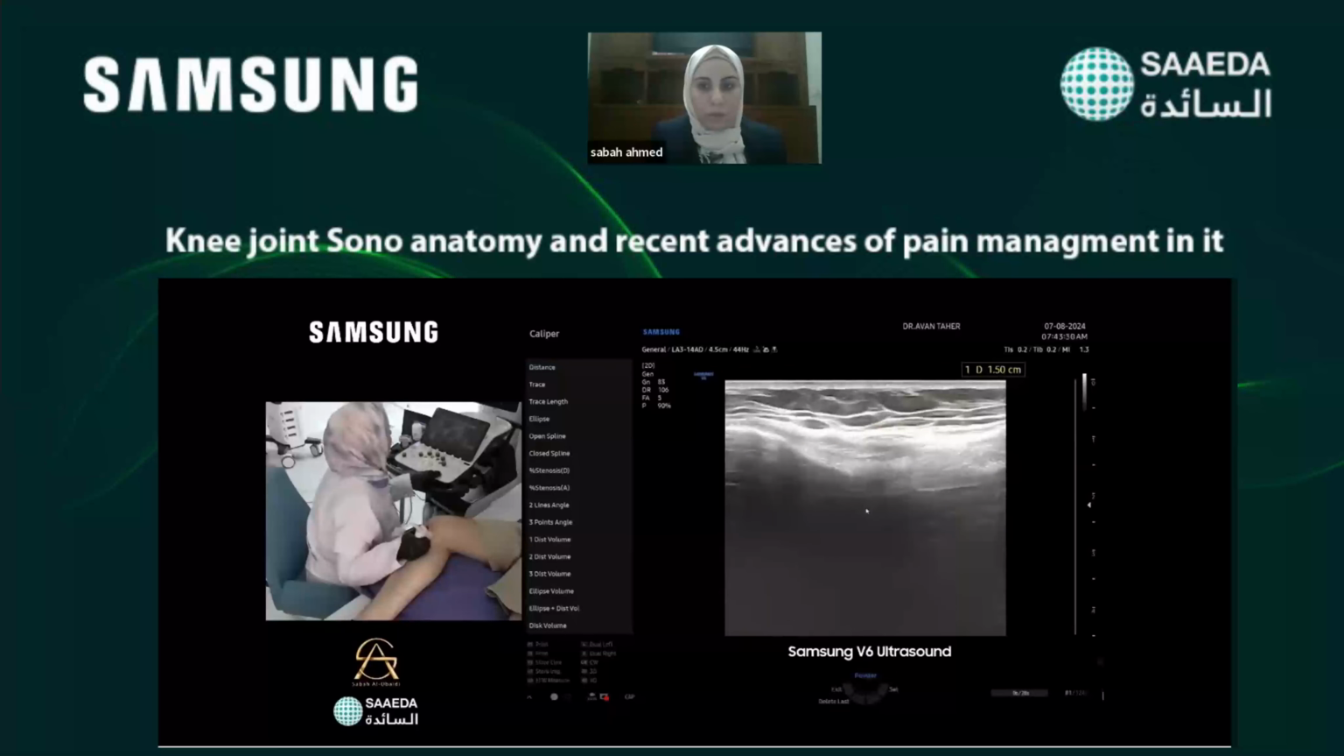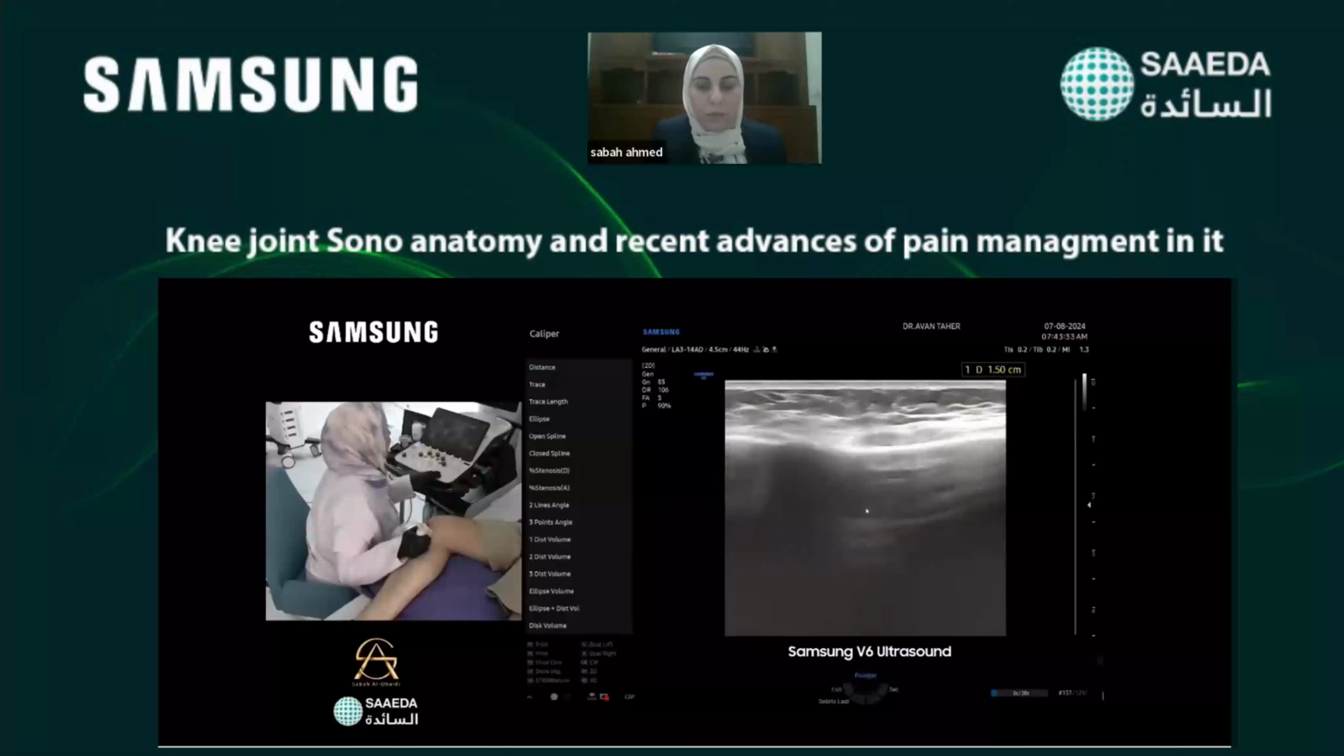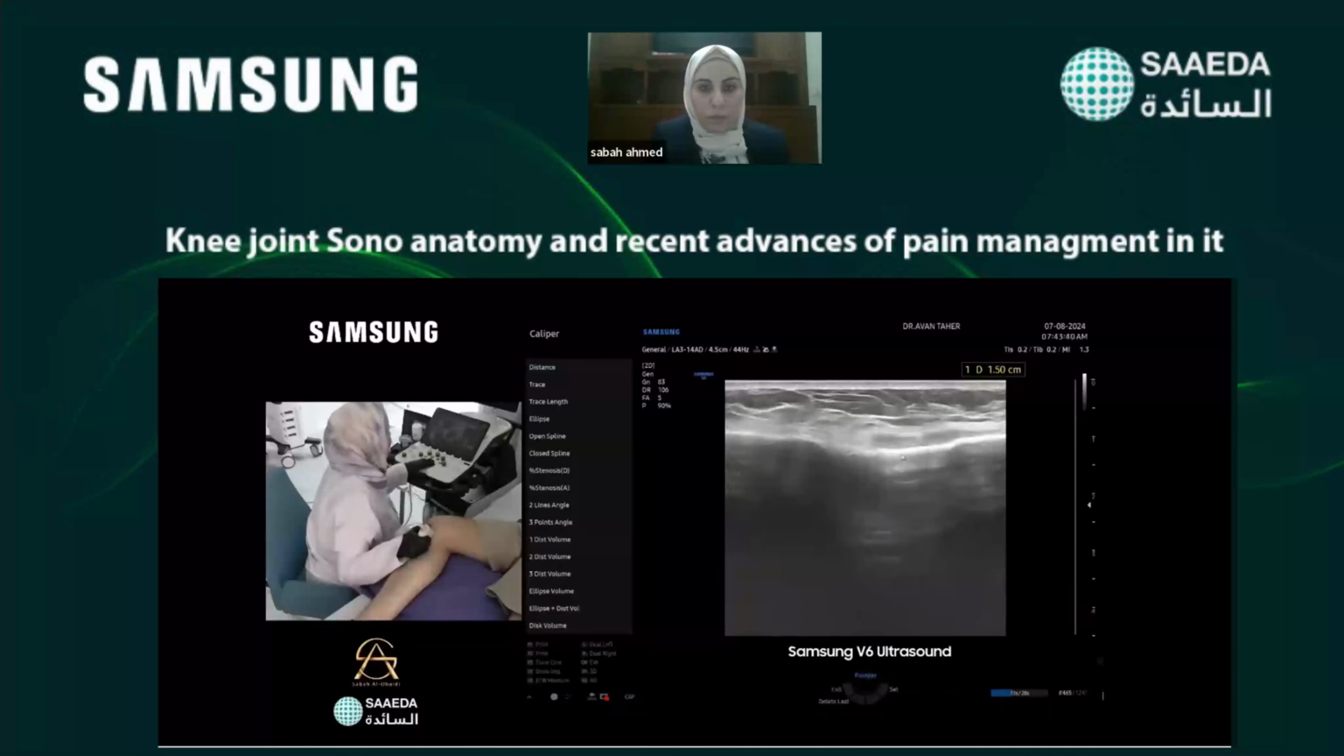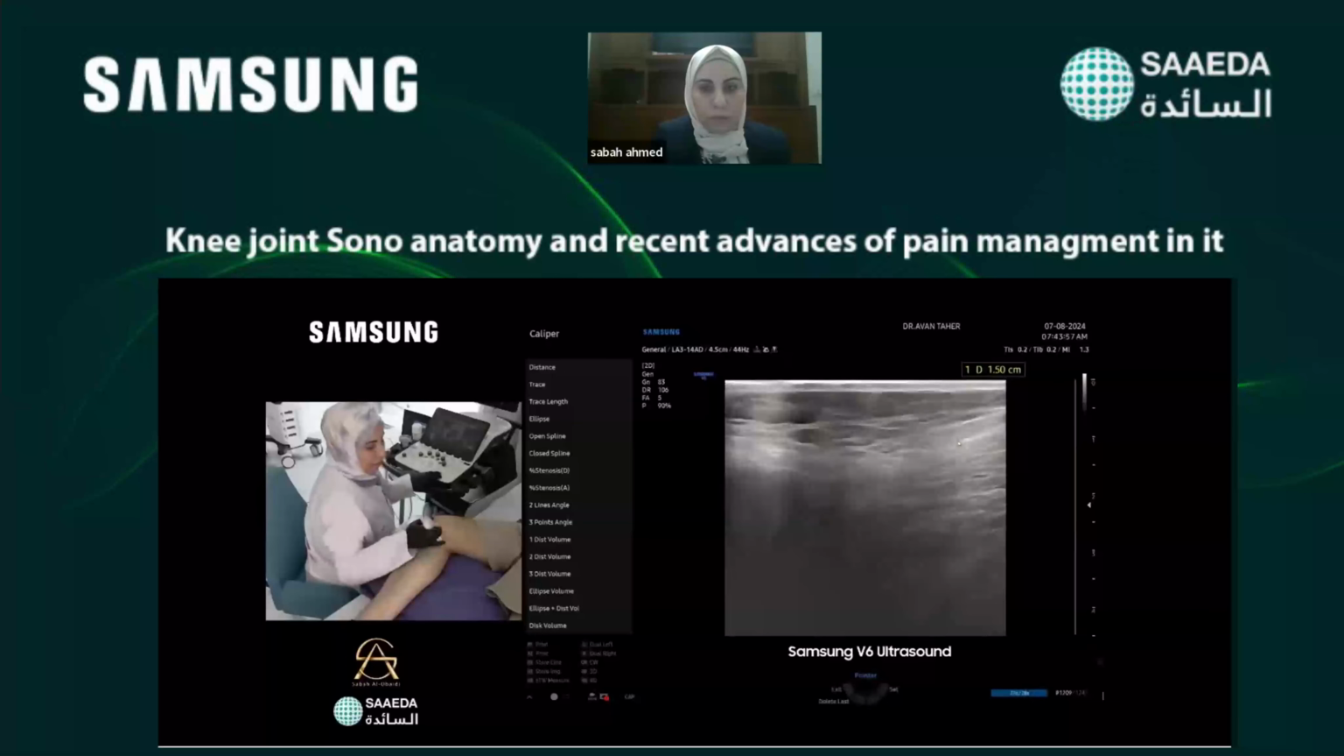Below these muscles, there is a bursa called the pes anserinus bursa. So if we have bursitis here, we can see fluid collection at this side. But more common than bursitis is pes anserinus tendinopathy. SGS tendinopathy means that there will be hypoechogenicity within the tendon itself. Another important structure is also the nerve.